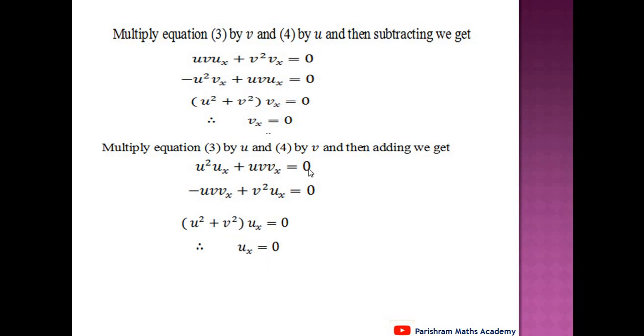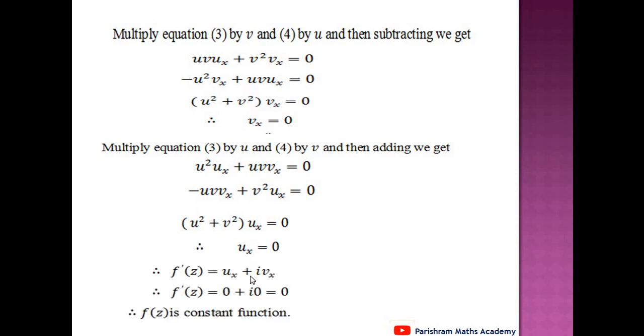We get vx = 0 and ux = 0, and therefore f'(z) = ux + i vx. But the value of ux is 0 and the value of vx is 0, and therefore f'(z) = 0. The derivative of f(z) is 0, and therefore f(z) is a constant function.